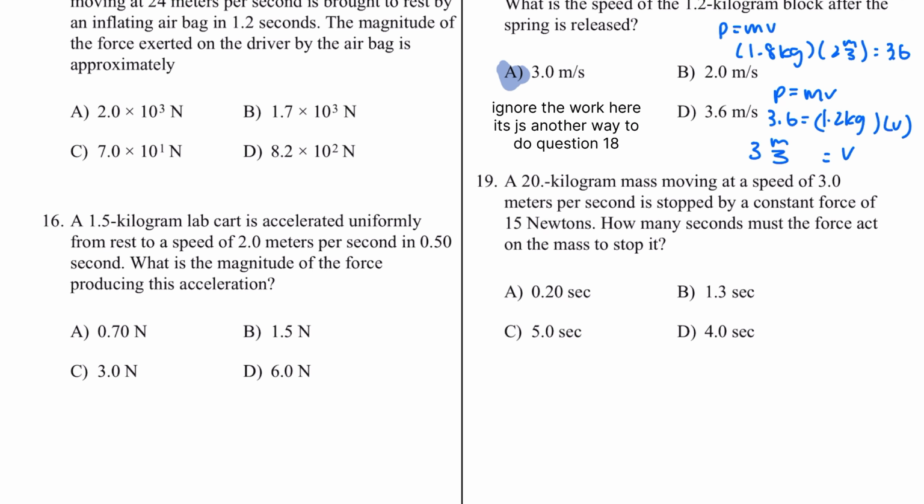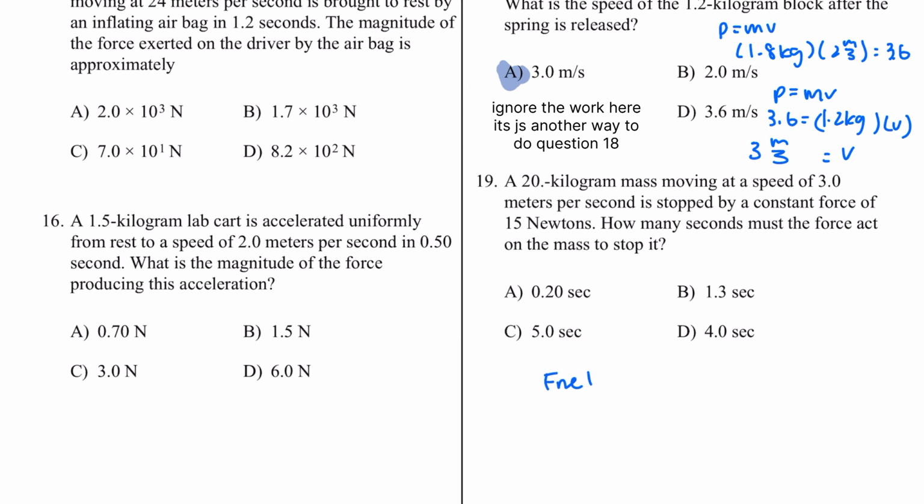19. A 20 kilogram mass moving at a speed of 3 meters per second is stopped by a constant force of 15 newtons. How many seconds must the force act on the mass to stop it? So this is another force question. It gives you force, and we just need to backtrack until we find time. So first we plug in the values that we do have into the force equation to find acceleration.